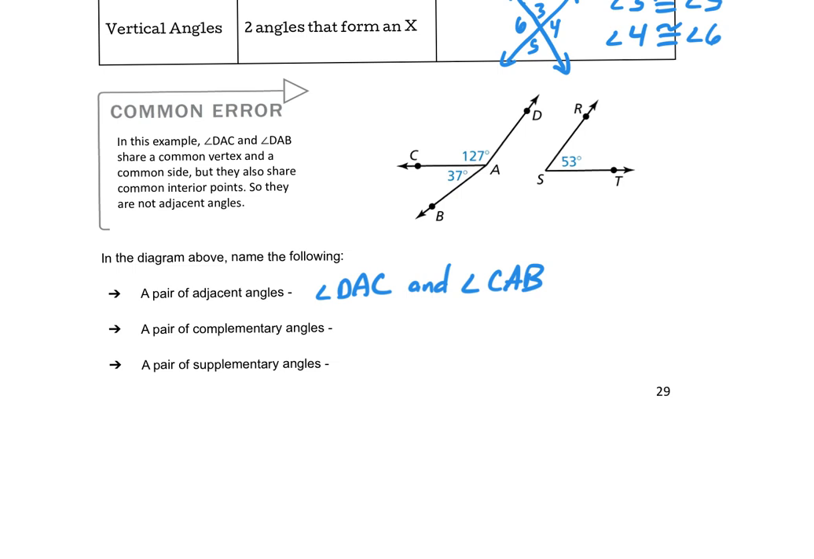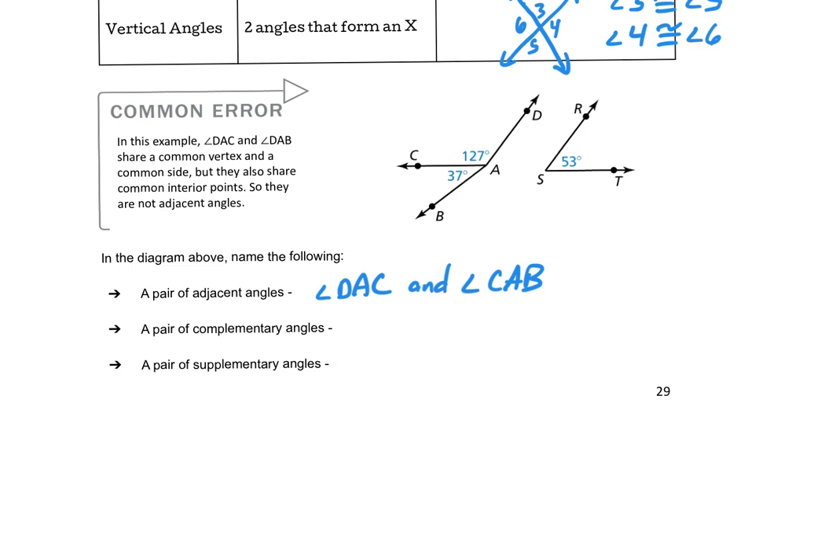I still don't quite understand why BAC wouldn't be an adjacent angle. It would. BAC and CAB are the exact same angle. So you're exactly right, it just depends on how we name it. But the one up here we were talking about was DAB, because it didn't have that common shared side.